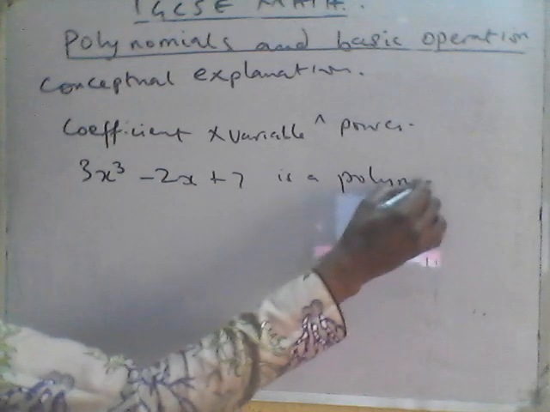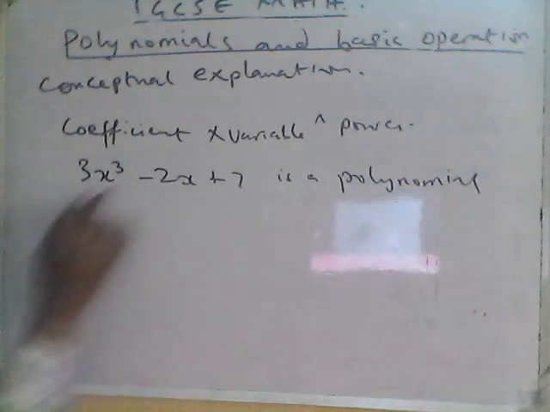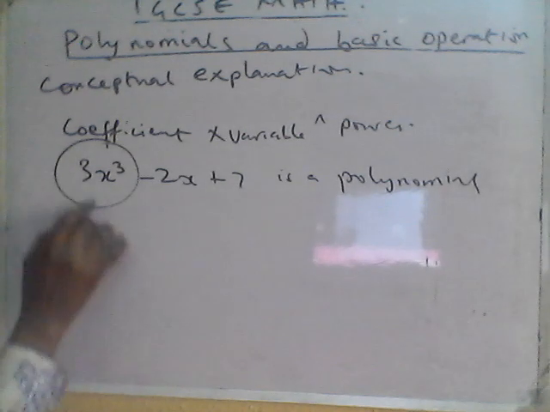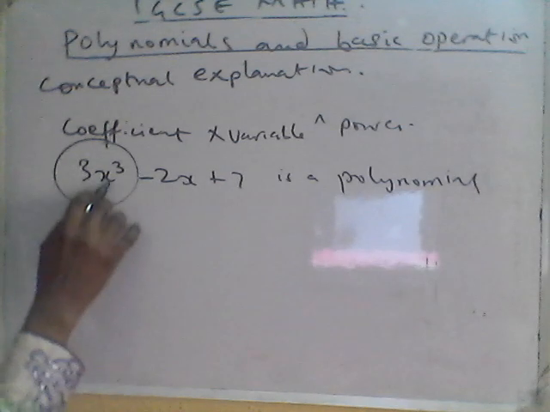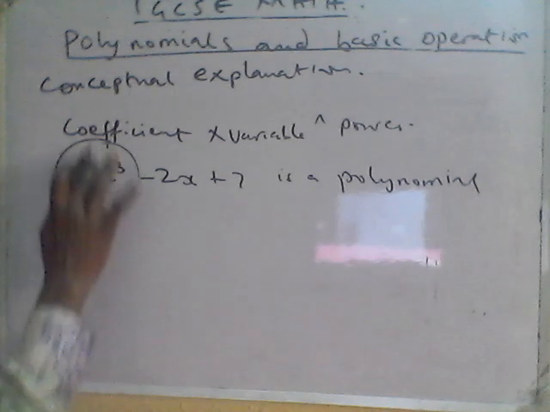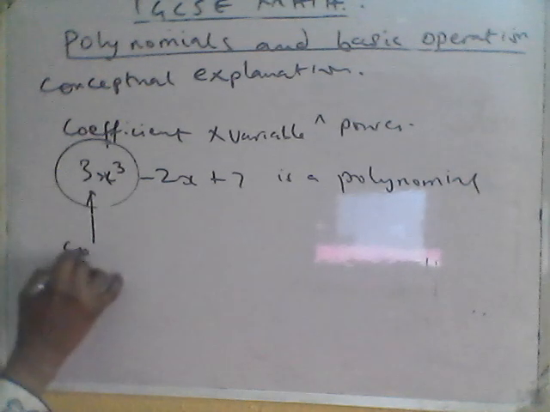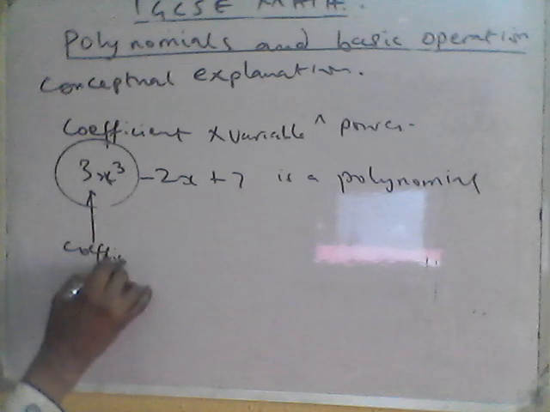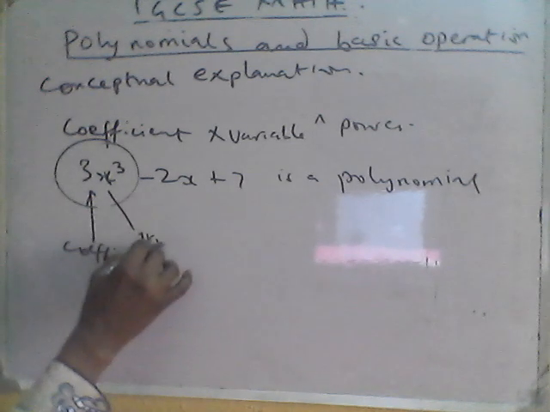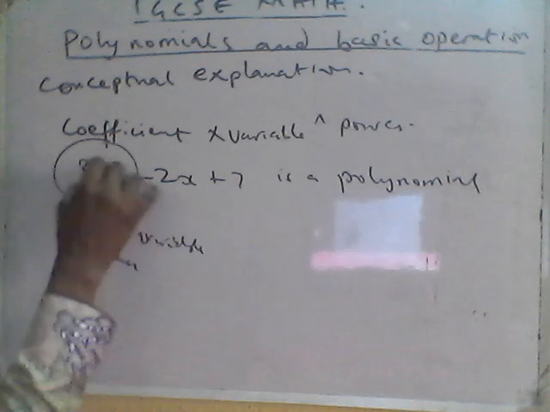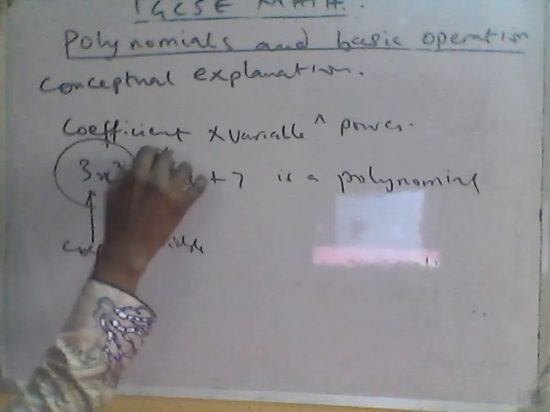Now first of all, this form I'm talking about is what I can see here. So I have a coefficient. The coefficient is the number before the variable. I call this one coefficient, the number before the variable. x is the variable, and the variable has a power or an exponent.